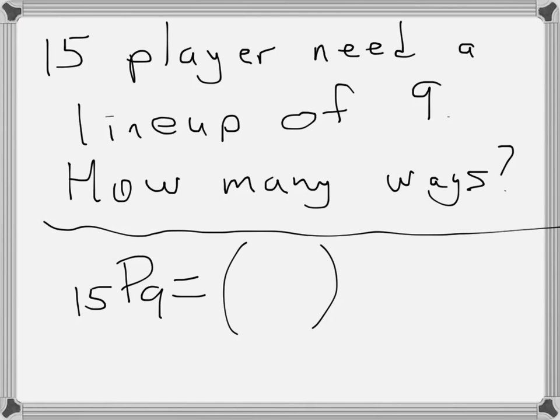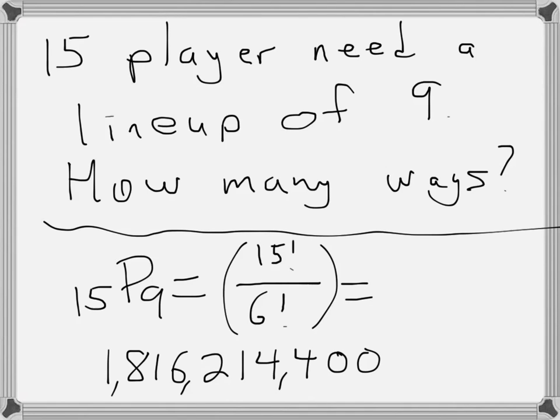which if you're doing this by hand would be 15 factorial over, let's see, 15 minus 9, that's 6 factorial. That should give us, yep, that's right, 1,816,214,400 possible baseball lineups. Well, and I can't spell, whatever. As long as I know I can't spell, then I can make corrections.